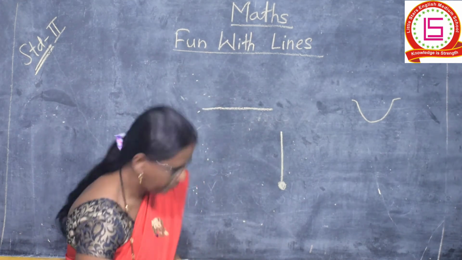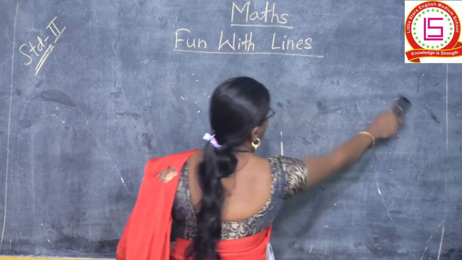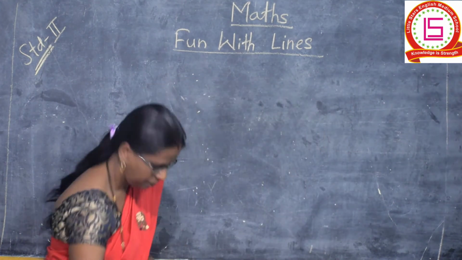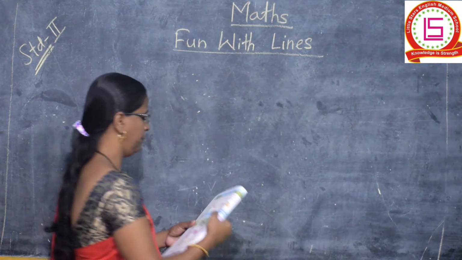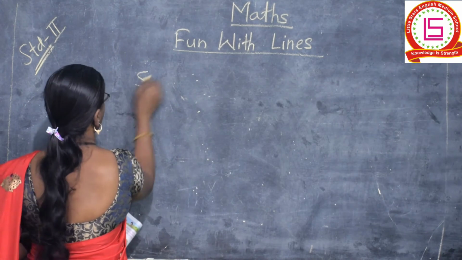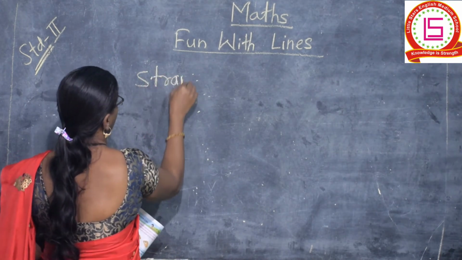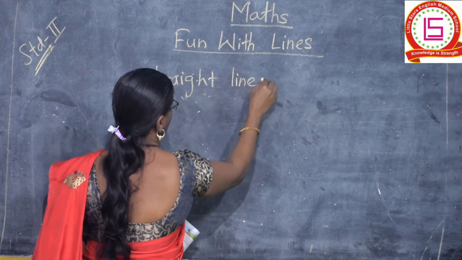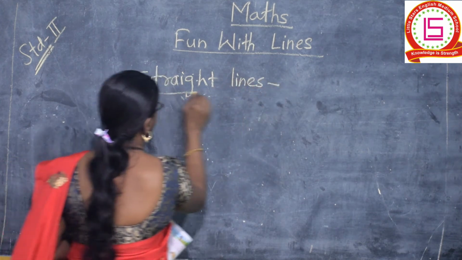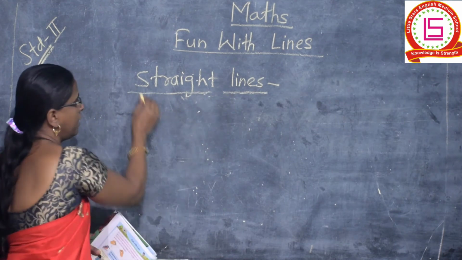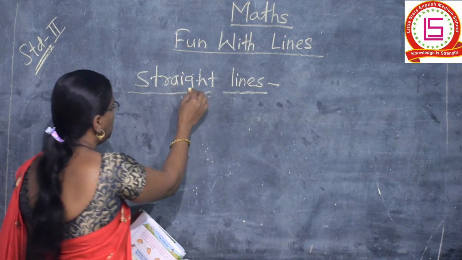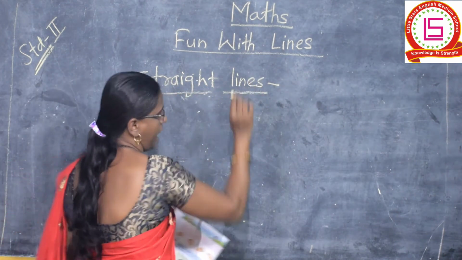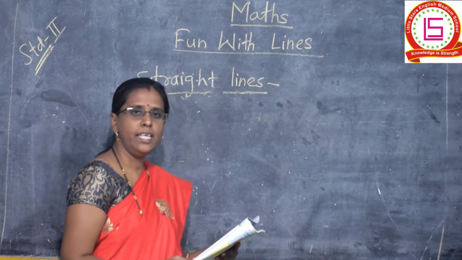Straight lines. You learn this spelling also: S-T-R-A-I-G-H-T. Straight lines. Okay.